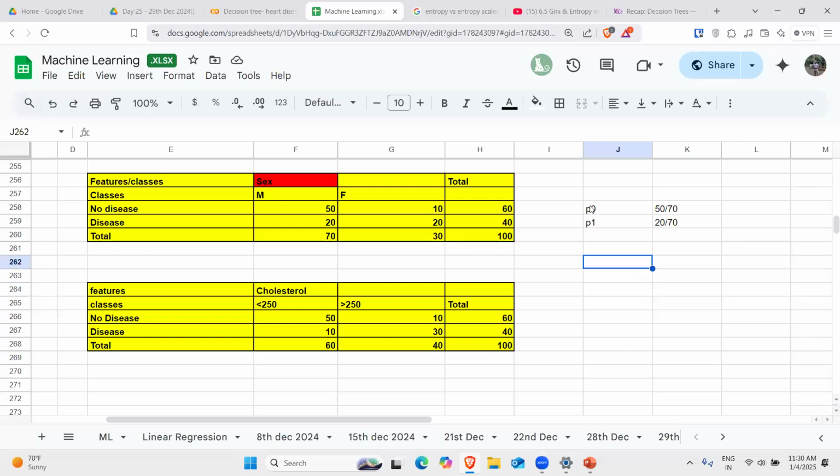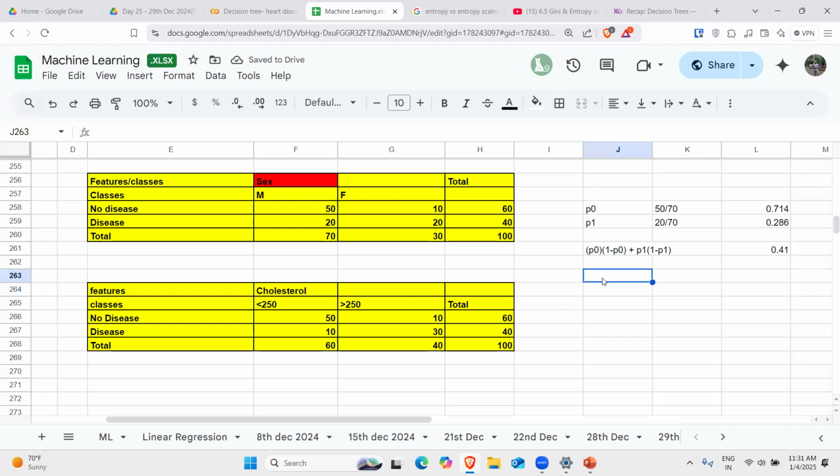using the same formula, this time 50 divided by 70 becomes 0.714, 20 by 70 becomes 0.286. Now Gini impurity will be 0.714 into 1 minus 0.714, that is probability of 0 into 1 minus probability of 0, right? Plus probability of 1 into 1 minus probability of 1. That's your formula. And that becomes 0.714 into 1 minus 0.714 plus 0.286 into 1 minus 0.286. That becomes your 0.41.